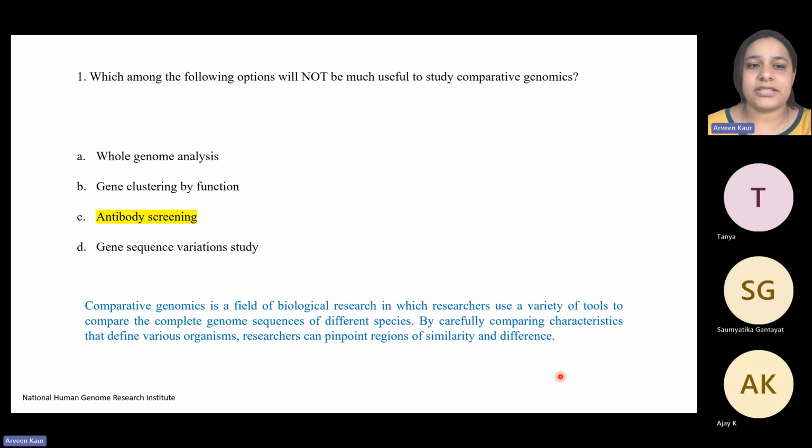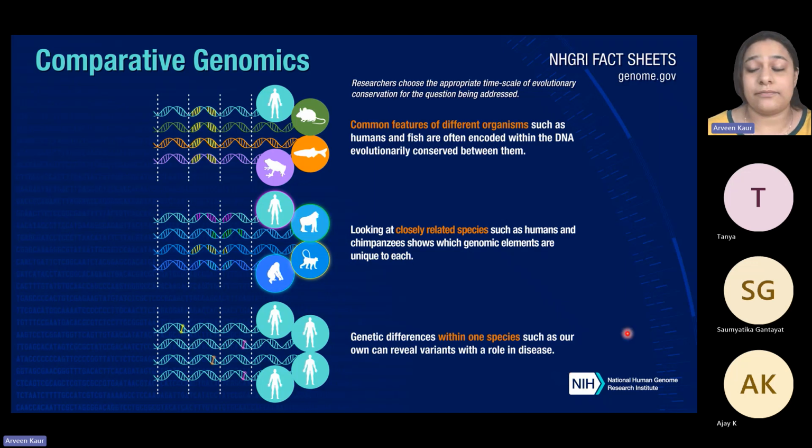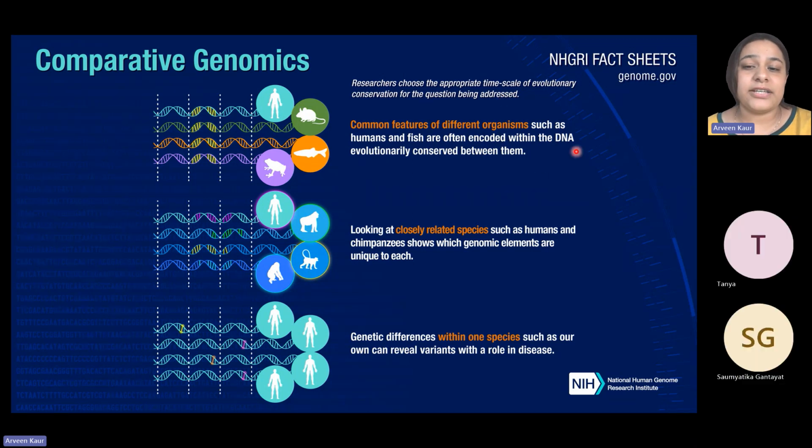Anyway, I'll be moving forward to my next question. Okay. So before the next question, from the resource where I picked that definition, the National Human Genome Research Institute, I also picked this particular fact sheet, which explained how comparative genomics is a good approach to study a few areas or fields, right? So over here, they have said that common features of different organisms, such as humans and fish, are often encoded with the DNA evolutionarily conserved between them, right? So comparative genomics basically helps us understand conserved regions of the DNA.